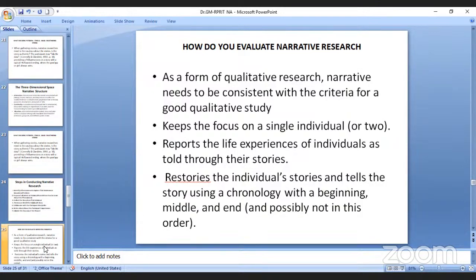Then restory the individual's story and tell it using a chronology with a beginning, middle, and end. Possibly not in this order. Sometimes you can divide the chronological order into the beginning of the story, the middle, and the end. Sometimes it may not be possible.